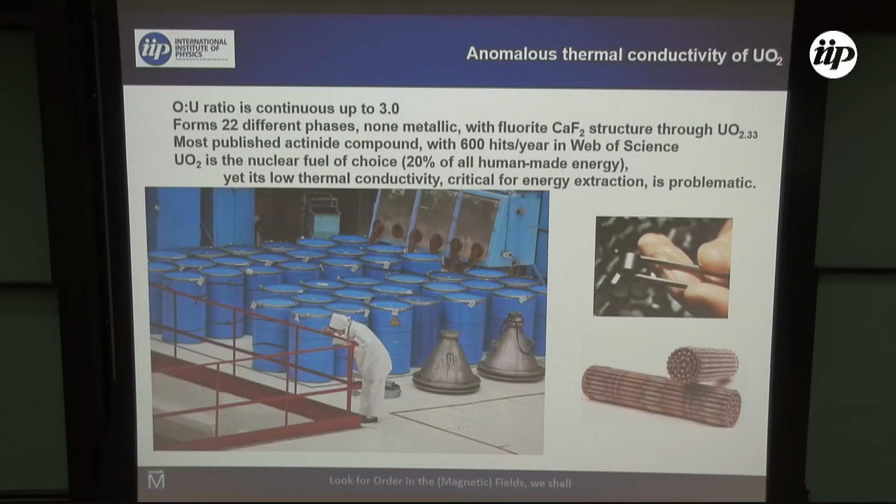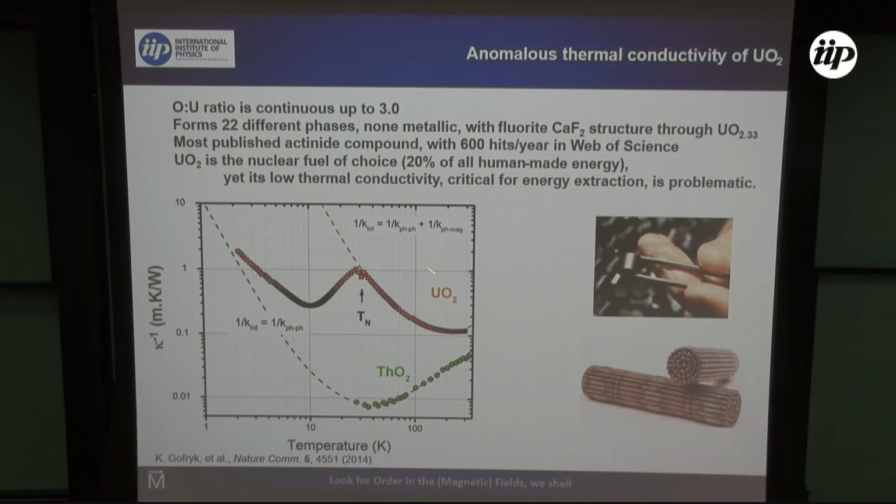What is uranium dioxide? Well, uranium dioxide is the prime nuclear fuel, and it's perhaps the most published actinide compound in the world. If you go to Google, you will get that there are 600 papers that mention uranium dioxide every year. And this is in Web of Science. 20% of all human-made energy comes from uranium dioxide. However, it has a problem.